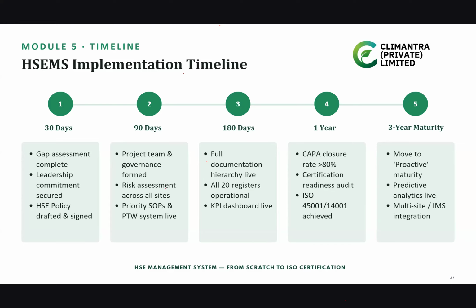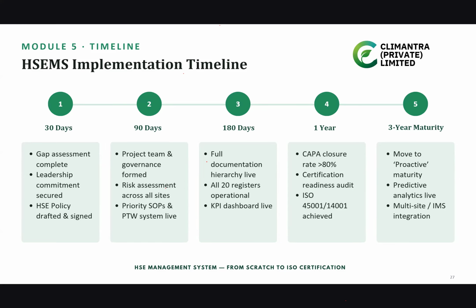Then within the next 30 to 90 days, you have to make the governance structure, overall HSE committees, worker HSE consultation committees, and conduct risk assessment of all the sites and implement operational controls. We have discussed 8 operational controls. A few of them are SOPs, permit to work system. After implementing these operational controls, we will move on to the full documentation hierarchy.